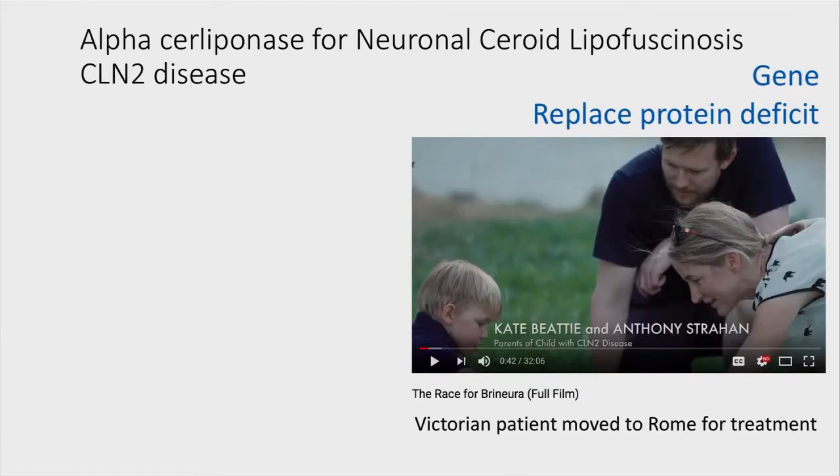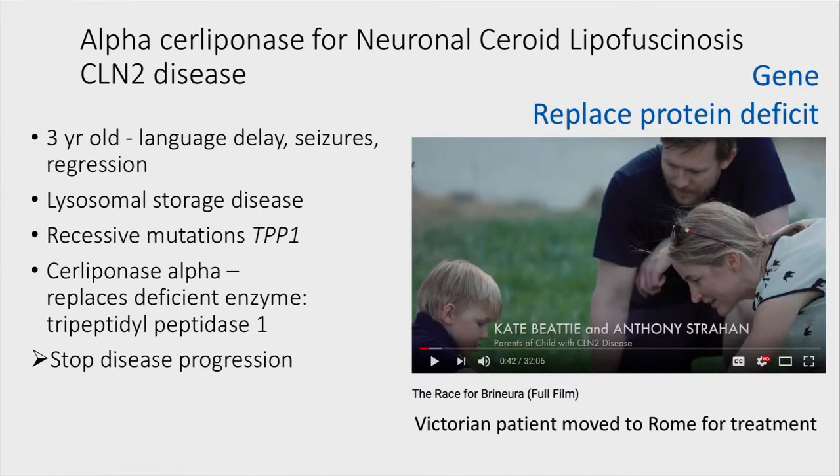So I wanted to share a couple of examples with you of why or how natural history studies have really had a huge impact. And we're really lucky to have Kate here in the audience. Some of you will remember last year I asked Sarah to pop her onto our panel because Kate had just come back from Rome. And the reason they'd gone to Rome is their beautiful 3-year-old Tom, who had language delay and that was all, and then he presented with seizures and regression.